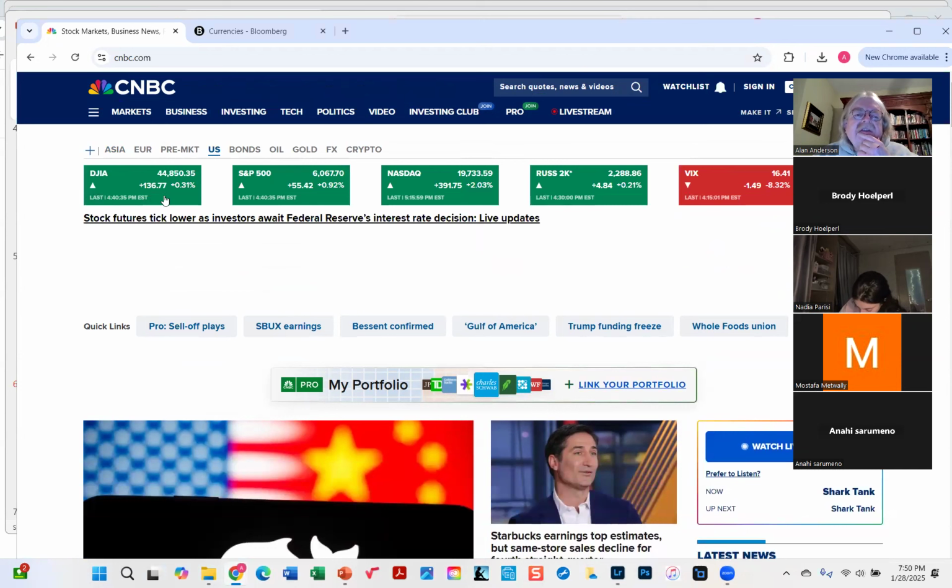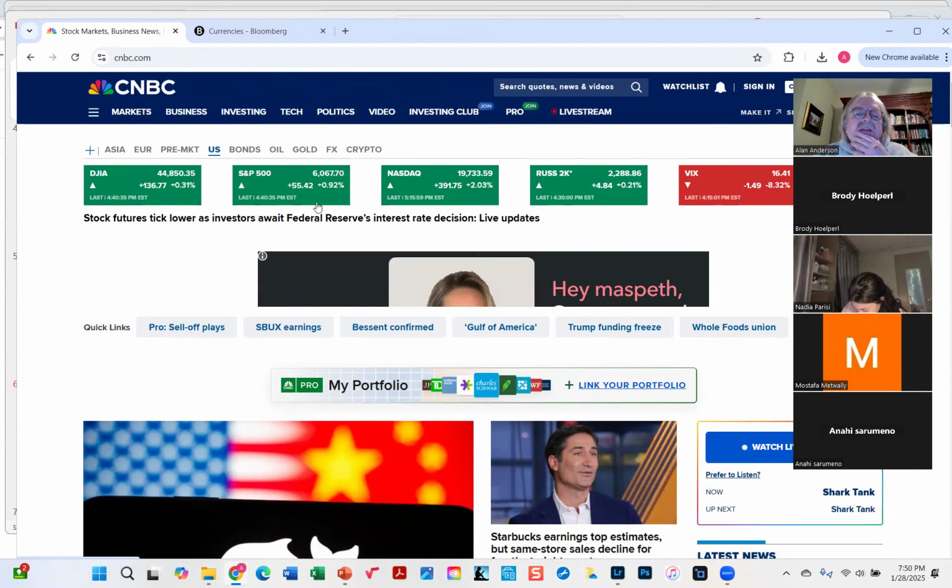So as of the end of today, the Dow Jones went up about 136 points, the S&P about 55, the Nasdaq went up about 400 points. Now, why did it go up so much? Because yesterday it crashed in a big way because of that news about the Chinese AI company.